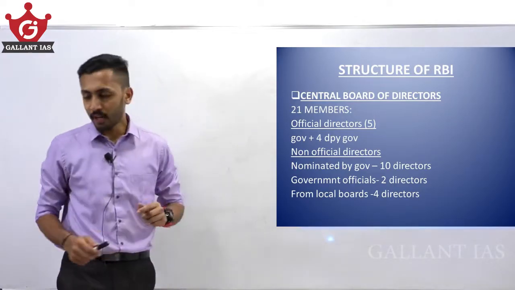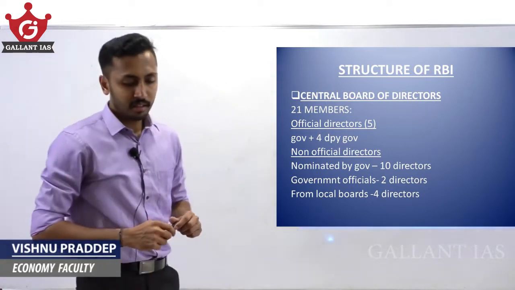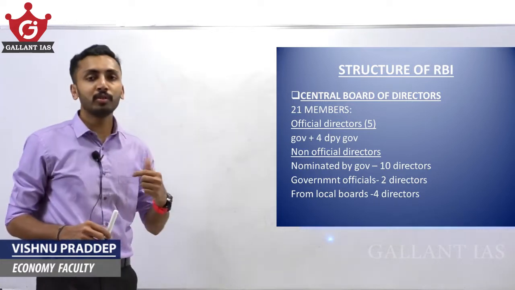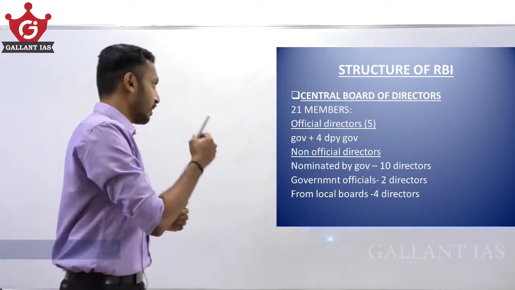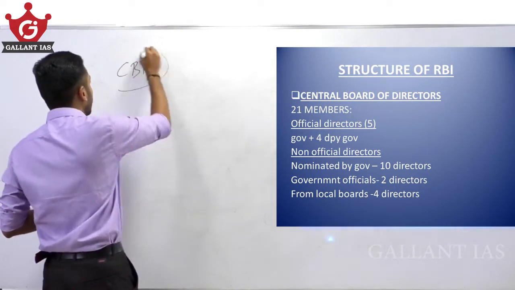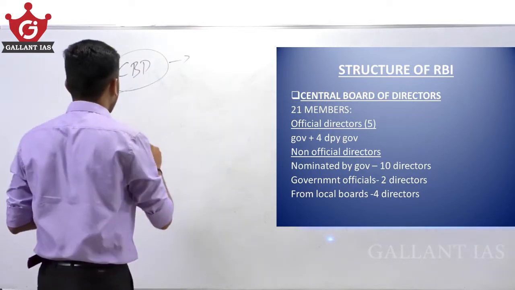Next, structure of RBI. RBI is constituted by a central board of directors which controls the functions of RBI. This central board of directors is the ultimate authority on the decisions of RBI. It is constituted by 21 members.